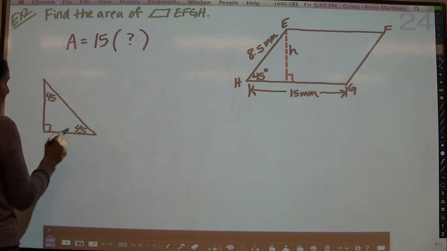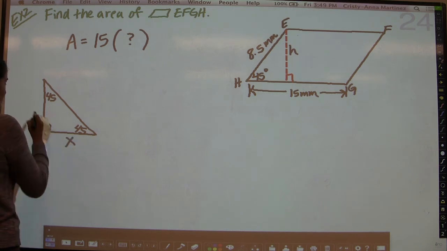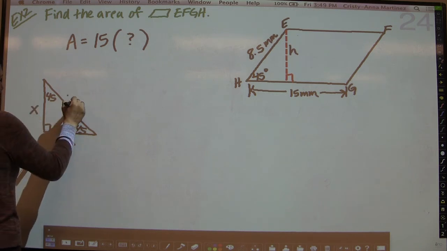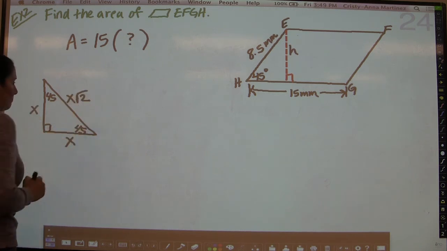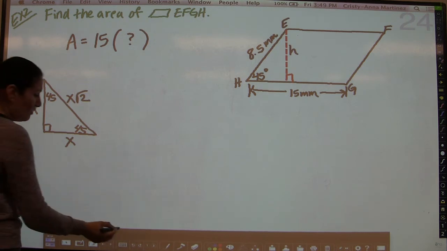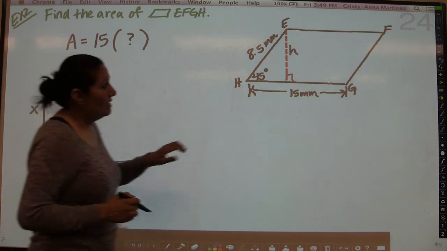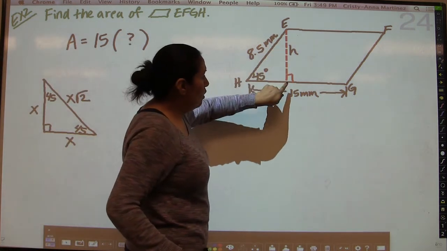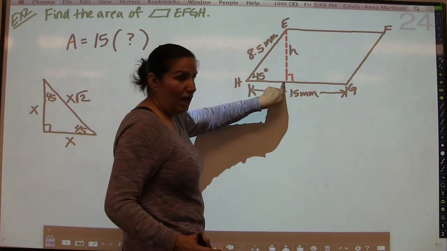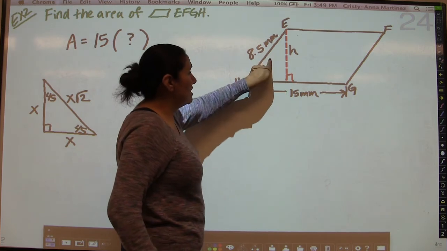In a 45-45-90 triangle, the two legs are the same, so x, x, and the hypotenuse is x root 2. In this case, you might even want to call it h, h, h root 2, because this is a leg and it's called h, which means this leg would be the same thing, h, and then the hypotenuse is h root 2.